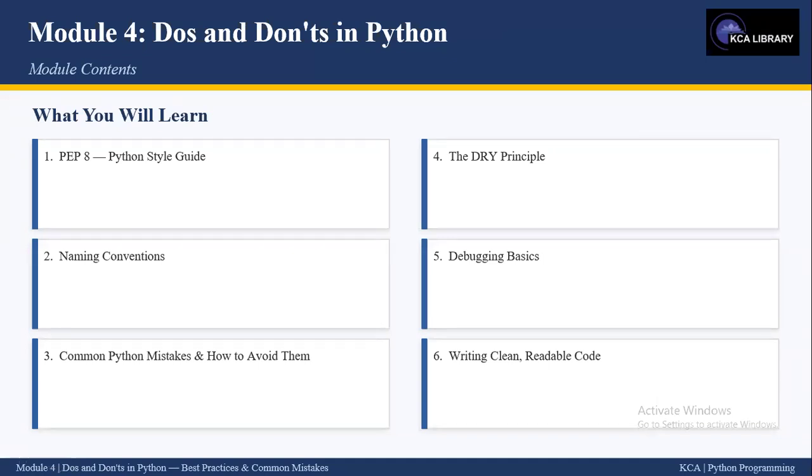We have a comprehensive agenda for this module. We will explore PEP 8, the official Python style guide, and master professional naming conventions. We will also examine common Python mistakes and how to avoid them, discuss the DRY principle for code efficiency, cover debugging basics, and conclude with the philosophy of writing clean, readable code.